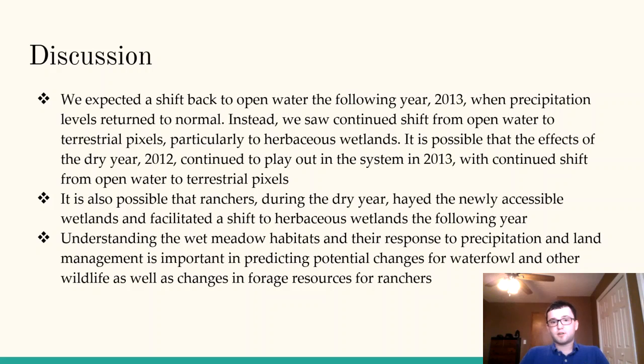We expected to shift back to open water the following year, 2013, when precipitation levels returned to normal. Instead, we saw a continued shift from open water to terrestrial pixels, particularly to herbaceous wetlands. It is possible that the effects of the dry year 2012 continued to play out in the system in 2013, with continued shift from open water to terrestrial pixels. It is also possible that ranchers during the dry year hayed the newly accessible wetlands and facilitated a shift to herbaceous wetlands the following year. Understanding the wet meadow habitats and their response to precipitation in land management is very important in predicting potential changes for waterfowl and other wildlife, as well as changes in forage resources for ranchers.